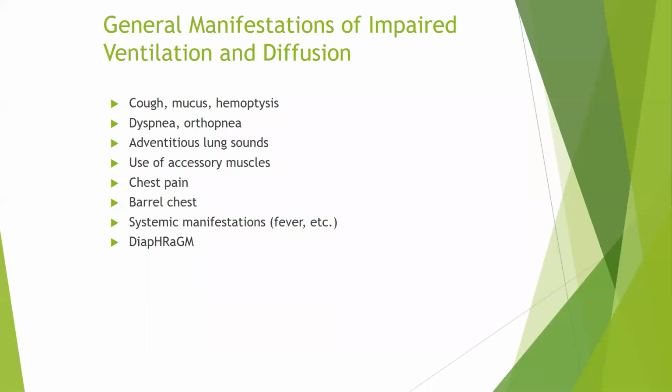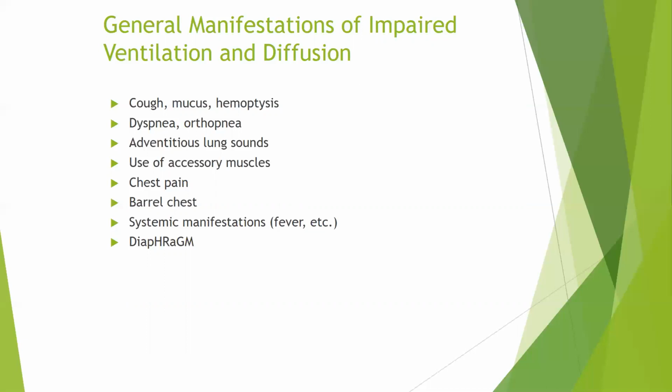So what are our general clinical manifestations? Cough, mucus production, hemoptysis, dyspnea or shortness of breath, orthopnea, adventitious lung sounds. Adventitious lung sounds are abnormal sounds that are heard when auscultating a patient's lungs and airways. These sounds include abnormal sounds such as fine and coarse crackles. Crackles are also called rales, wheezes, perhaps rhonchi, pleural rubs, and stridor. They're going to vary depending on the underlying cause.